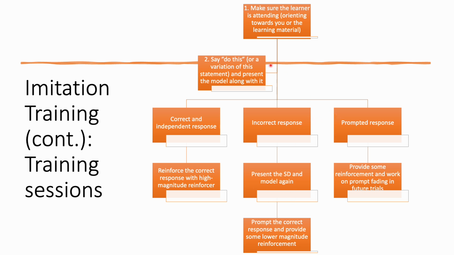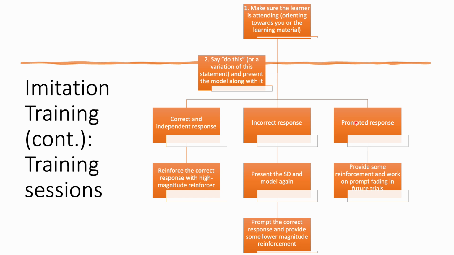And then finally, another option could be that when you initially present the trial, the learner maybe doesn't respond, and so you immediately prompt that learner. So maybe you wait 2 to 3 seconds for them to respond. You see that they didn't respond, and so instead you prompt the response. And then in that case, if you did prompt the response, you would still provide some reinforcement, and then eventually fade those prompts out so that eventually they can respond independently to that SD presentation and to the model.